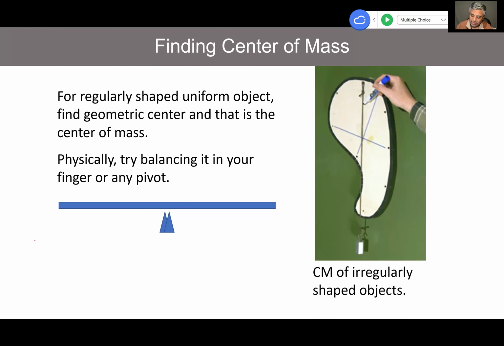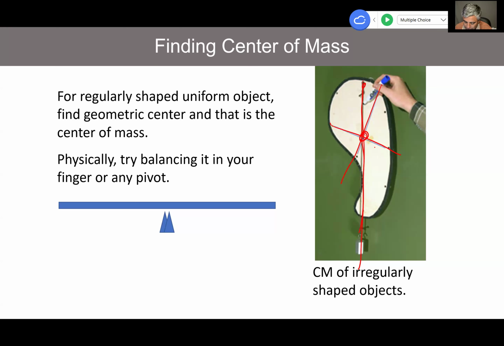But sometimes there can be an object like this. For that, you can use a plumb line and draw lines starting from different points, and wherever they intersect, that is the center of mass.